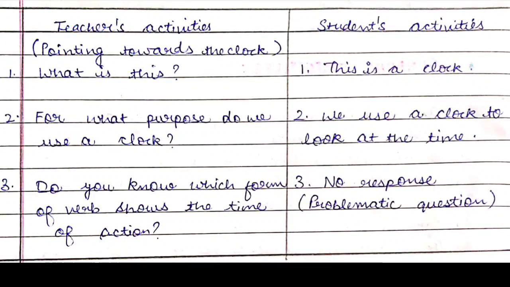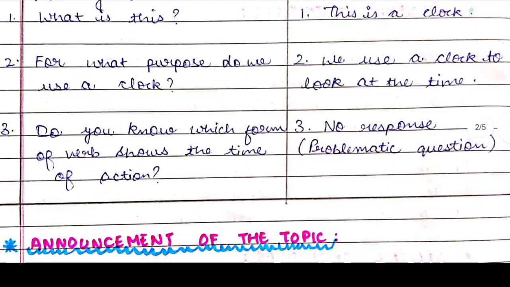So first question is pointing towards the clock. The teacher will ask, what is this? Students will say this is a clock. The next question is, for what purpose do we use a clock? They'll say we use a clock to look at the time. Then the teacher would ask, do you know which form of verb shows the time of action? There would be no response because they haven't studied tenses before. So that's a problematic question.